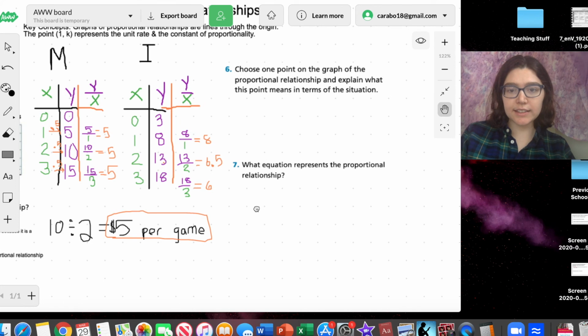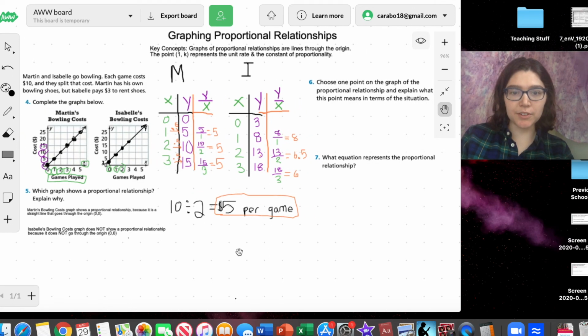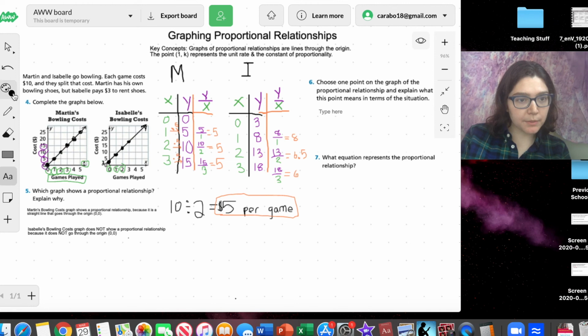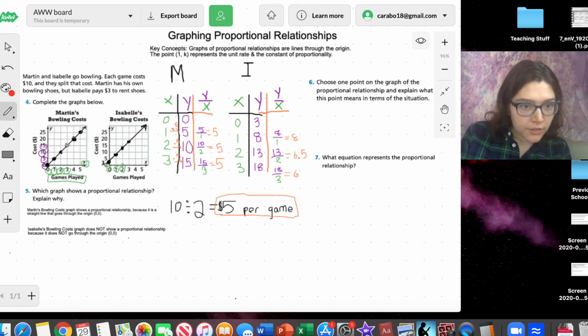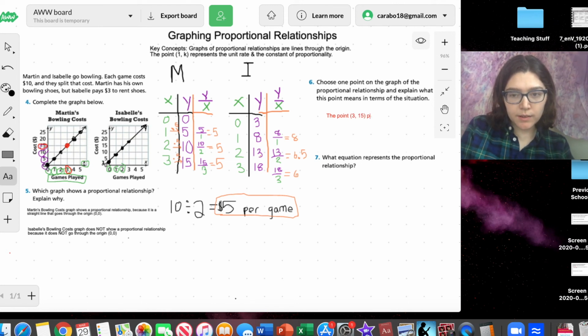So question 6 says choose one point on the graph of the proportional relationship and explain what this point means in terms of the situation. Proportional graph, of course, is Martin's. So since we're overachievers, we're actually going to look at 2 points. So I'm going to first pick the point (3, 15) right here. (3, 15) means we have the x value of 3 and this y value of 15. So the point (3, 15) means that Martin pays $15 to play 3 games.